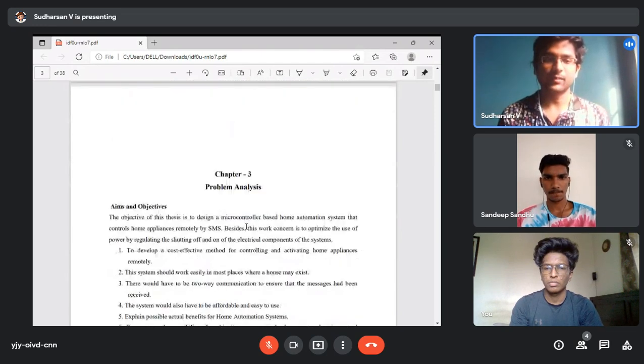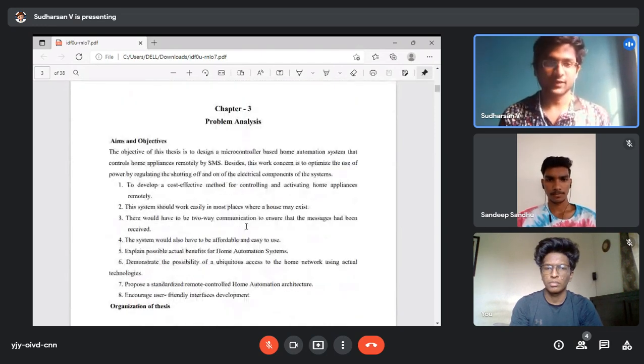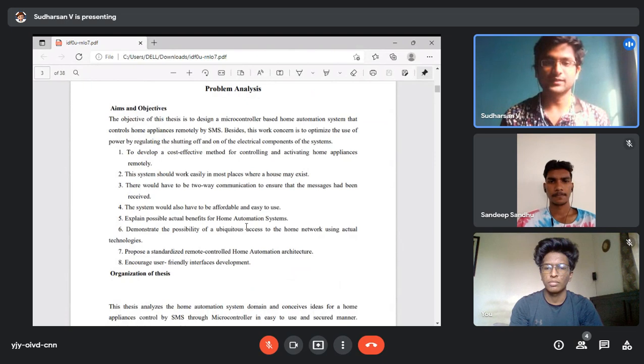Chapter 3. Problem Analysis. Aims and Objectives. To develop a cost-effective method for controlling and activating home appliances remotely. This system should work easily in most places where a house may exist. There would have to be two-way communication to ensure that the messages had been received. The system would also have to be affordable and easy to use.